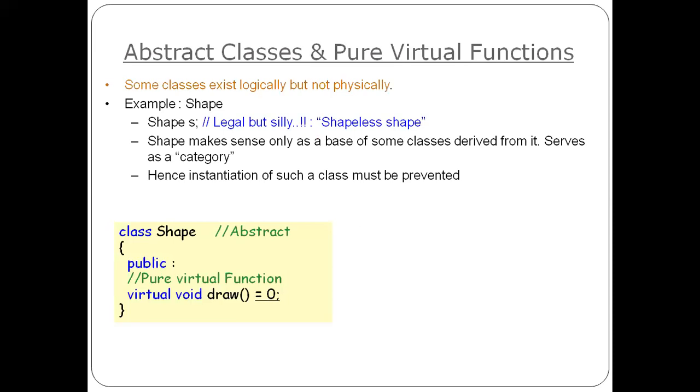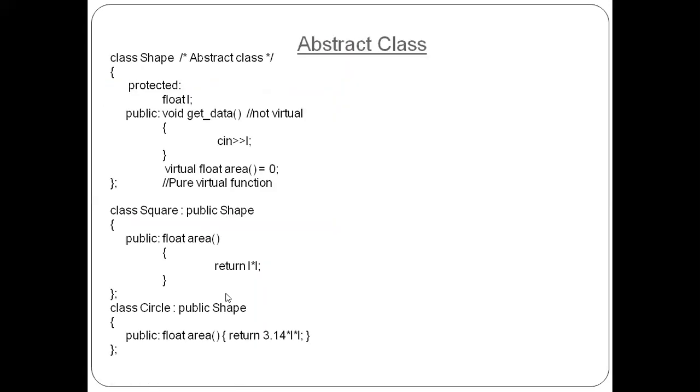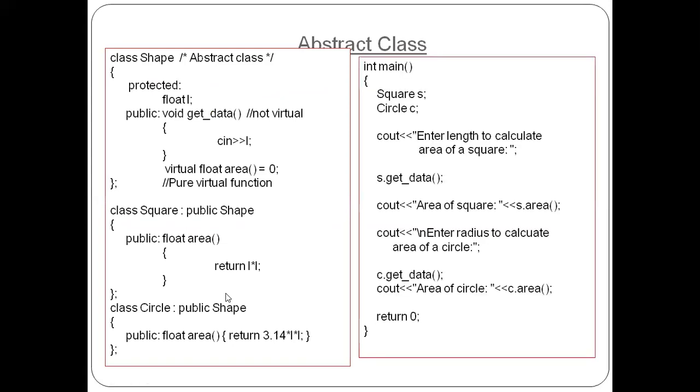Some classes exist logically but not physically. It means this particular class is available logically but not physically, or the implementation of that class is not available. That class is called an abstract class. So a class with one or more pure virtual functions is nothing but an abstract class. The object of an abstract class can't be created. This is the most important concept with respect to abstract class. Otherwise, your compiler is going to generate an error. Okay, I will show you the implementation, and then we will discuss this code. I will show you a simple example.